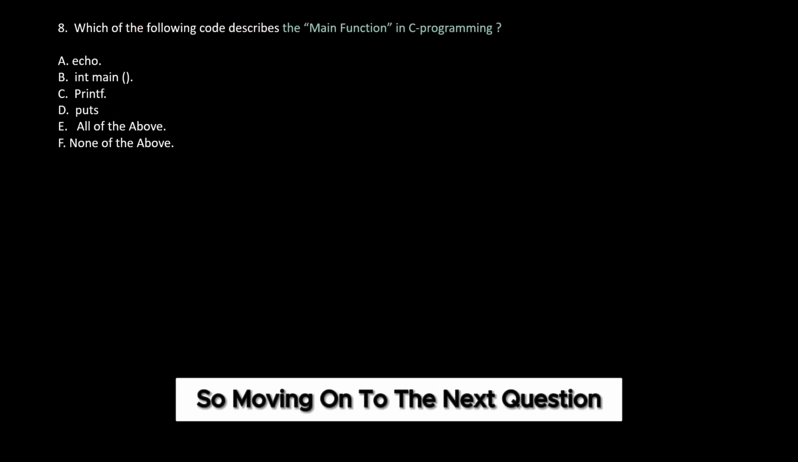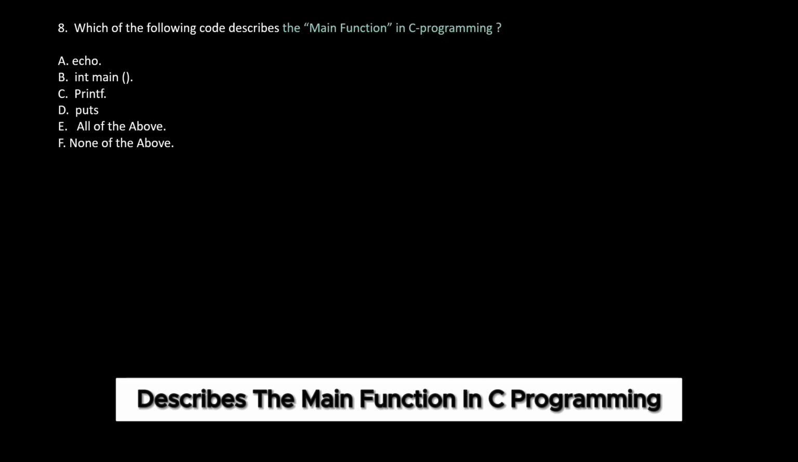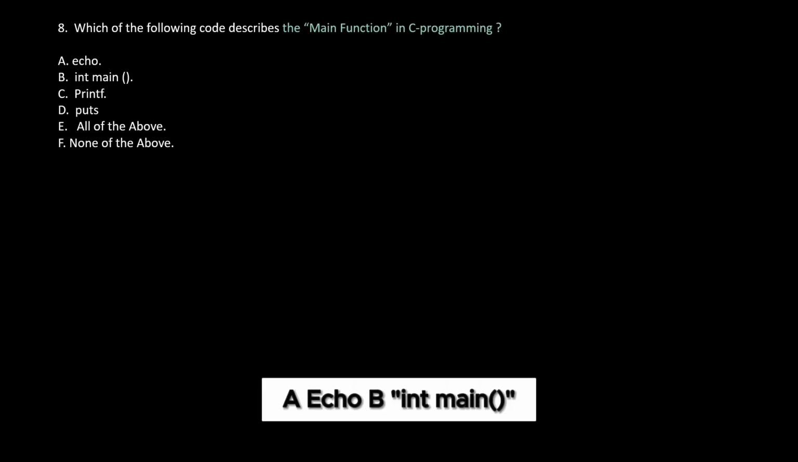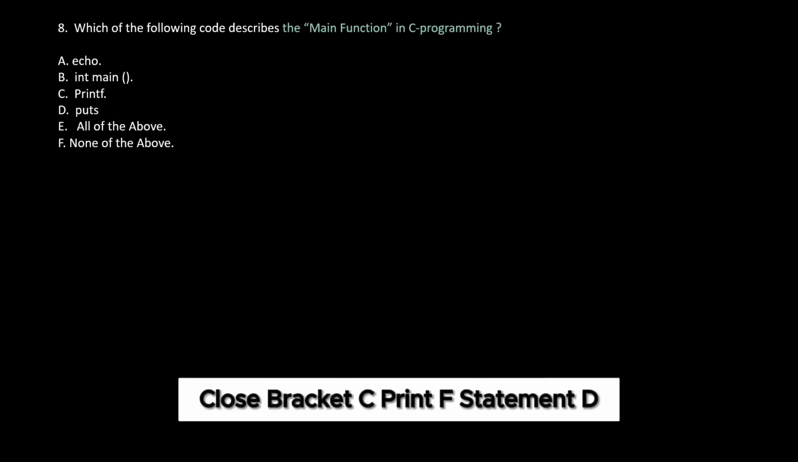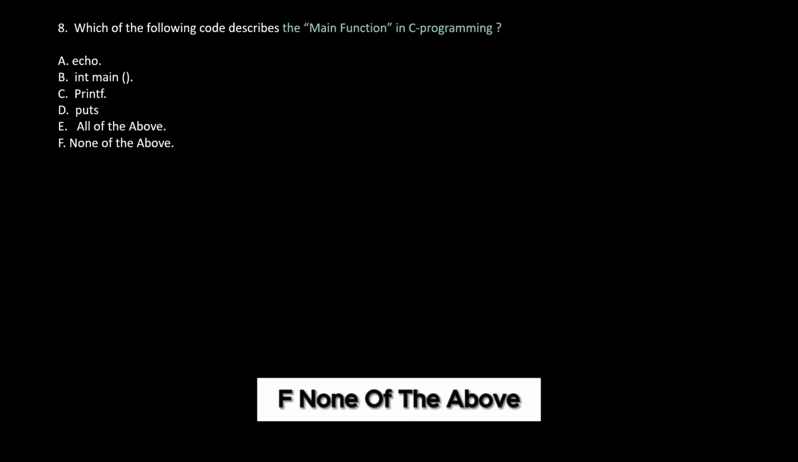So moving on to the next question, question number 8. Which of the following code describes the main function in C programming? A, echo. B, integer main, open bracket, close bracket. C, printf statement. D, put statement. E, all of the above. F, none of the above.